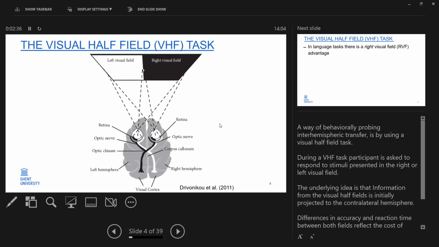So a way of behaviorally probing this interhemispheric transfer is by using the visual half-field task. And during this task, a participant, just briefly gonna go over it, I'm guessing most of you know by now, is asked to respond to stimuli that are presented either to the left or the right visual field. And the idea is that information that is presented to the visual field is projected initially to the contralateral hemisphere, so that differences in reaction time and accuracy scores can actually be a reflection of the cost of transferring information to the hemisphere that is dominant for that specific task.